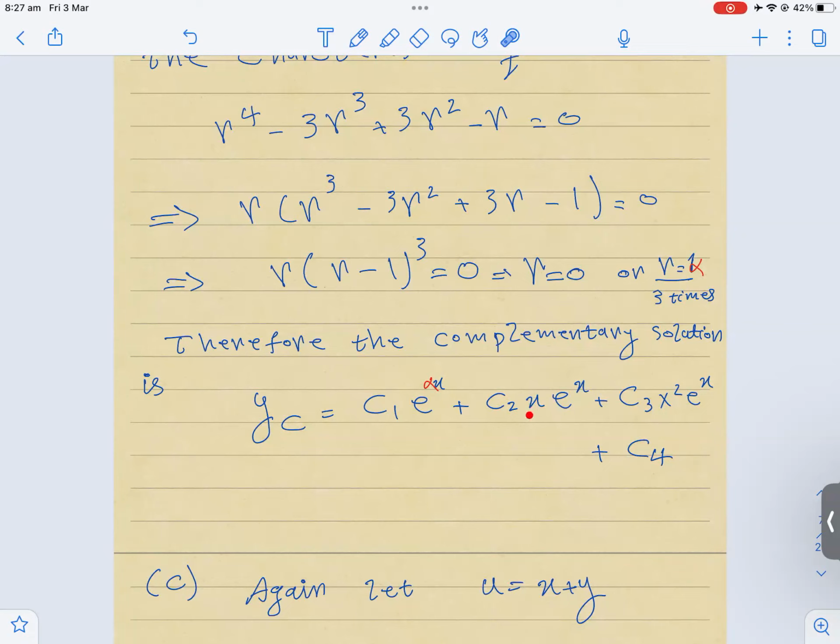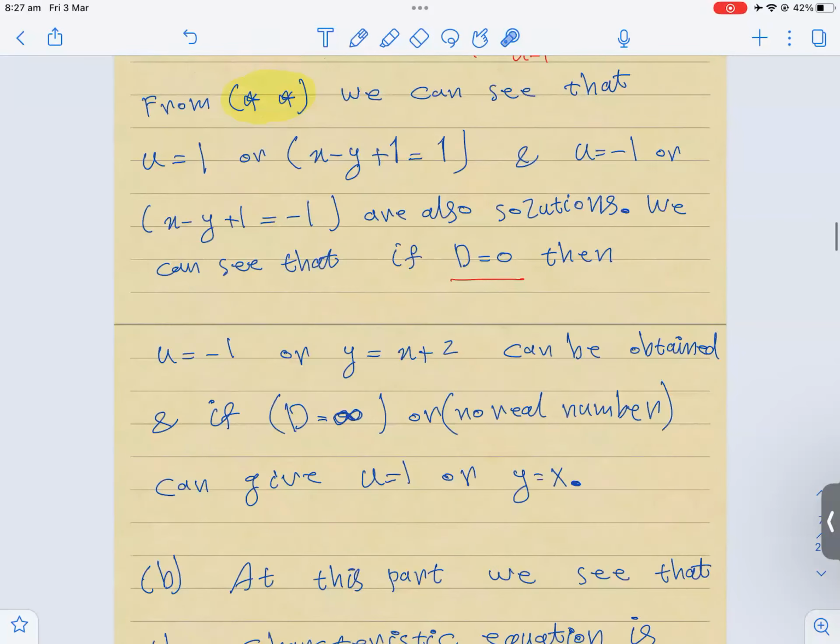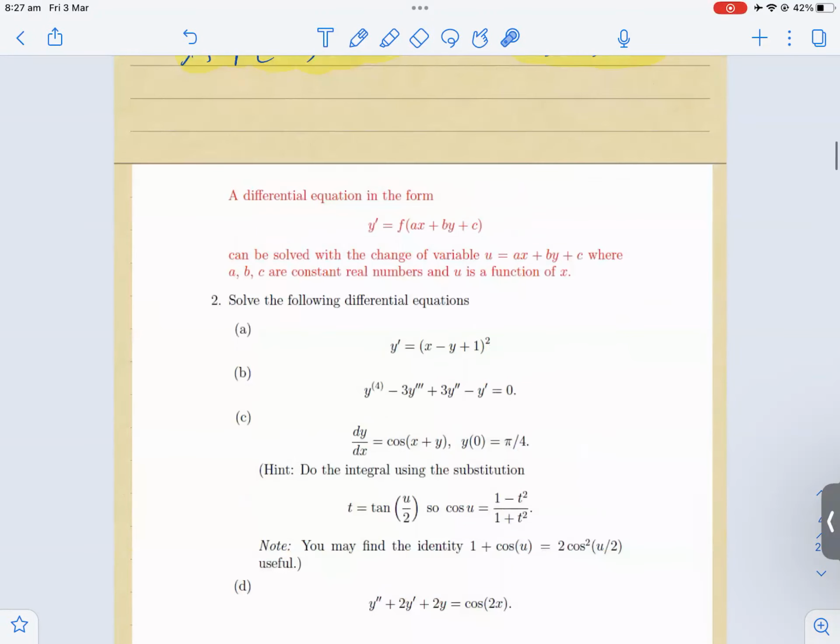You can substitute this one by any other linear polynomial, x plus 1, x plus 2, whatever. C3 as well. Why have I written C4 here? Any comments? Yes, excellent. So r equals 0. So C4 e to the 0 times x, which is 1. So C4. So part C. Y prime equal to cos of x plus y with this initial condition. Okay.